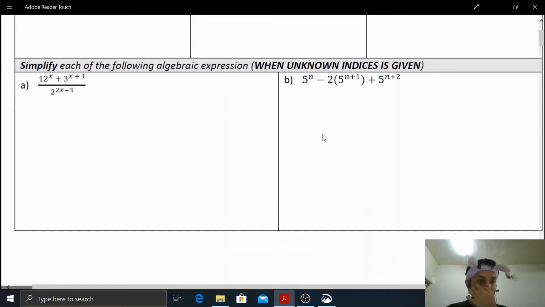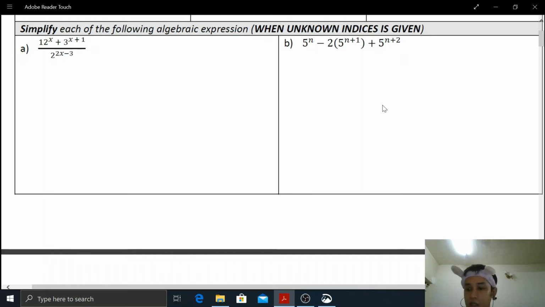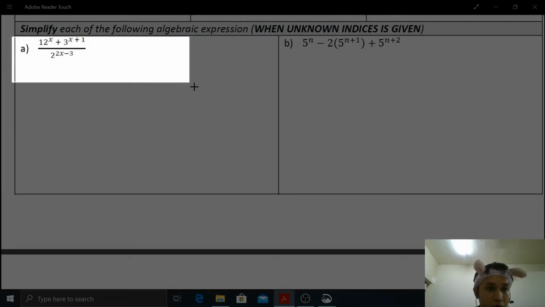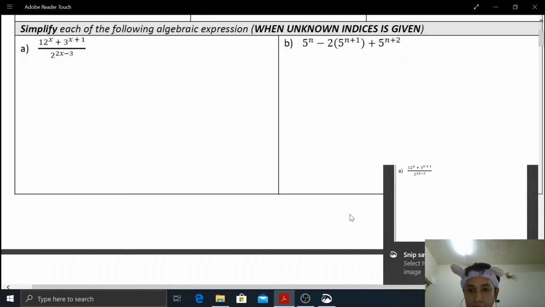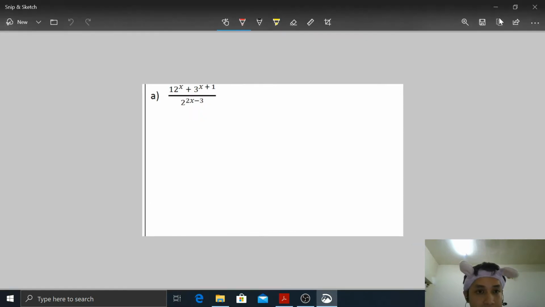Alright, now second part here, this one will be slightly difficult a little bit, but it's not going to be super difficult. Okay, so let me just take a snip here. Alright, so for this question, they asked me to simplify. Now the difference between this question and the question previously is that this one you don't know what is the power. Got x here. We don't know what is the power here. So for questions like this, we have no choice. We need to do it very, very slowly.